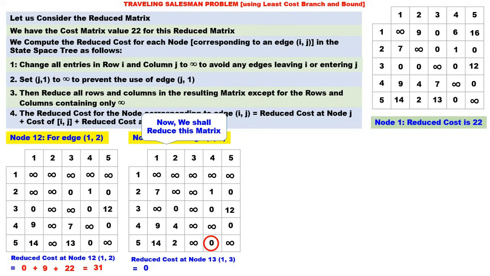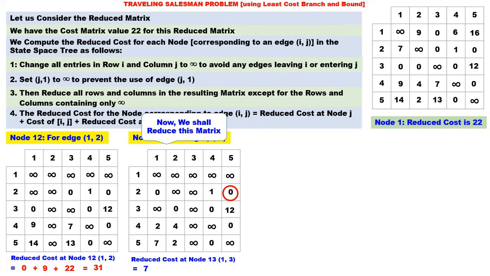Now we shall come to the first column. In the first column, the minimum element is 7. Therefore, the reduced cost, you make it 7. And also, from the first column, 7 should be subtracted from all the elements. Therefore, 7 minus 7 is 0, 9 minus 7 is 2, 14 minus 7 is 7. Second column, 0 is the minimum element, no change. Third column, all the elements are infinity, no need of doing anything. Fourth column, minimum element is 0, no change. Fifth column, minimum element is 0, no change.